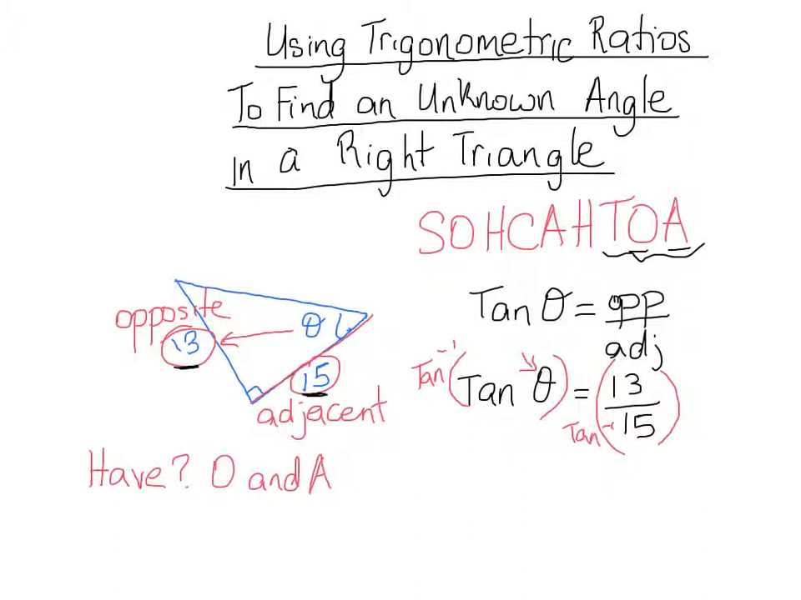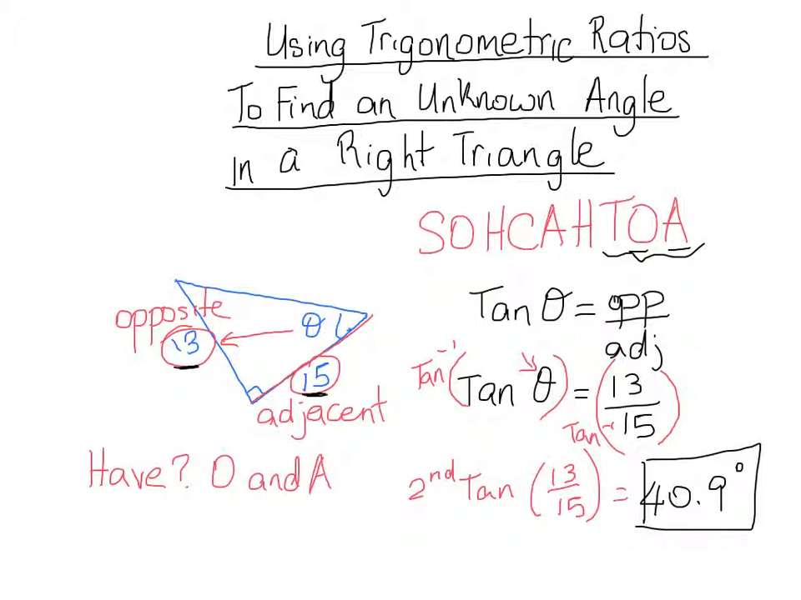In your calculator, that will be second tangent. So in your calculator, what you would type is second tan 13 over 15, and that should give you the correct answer if you are in degrees, which you should be. So go ahead and do that with me. I'm doing it myself. So we're doing inverse tangent 13 over 15, and the answer should be 40.9 degrees. And that's how you find an unknown angle using trig ratios.